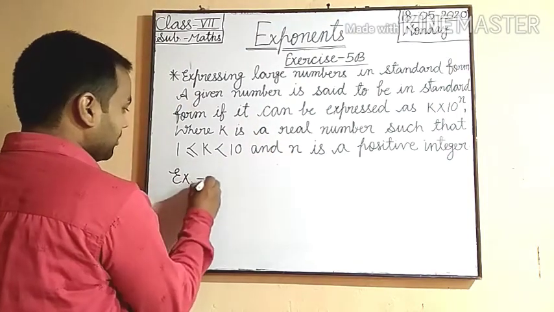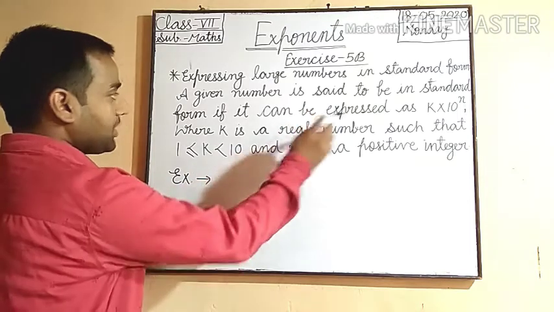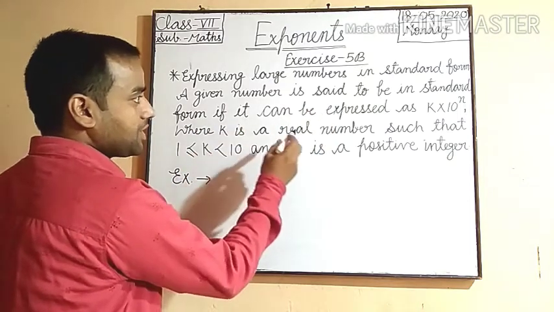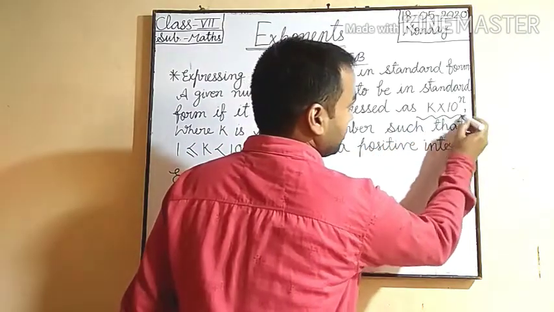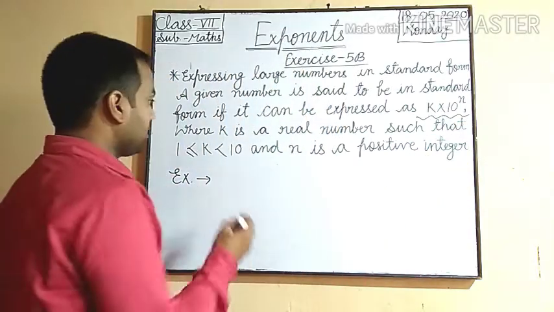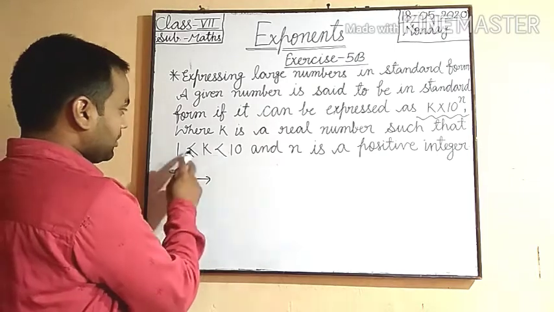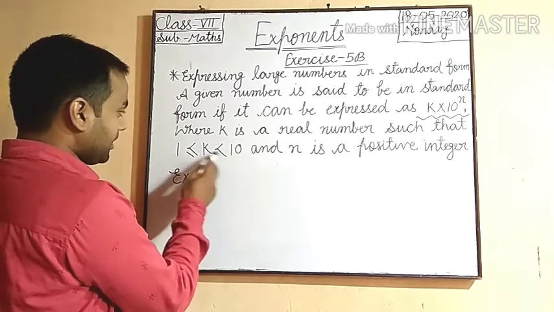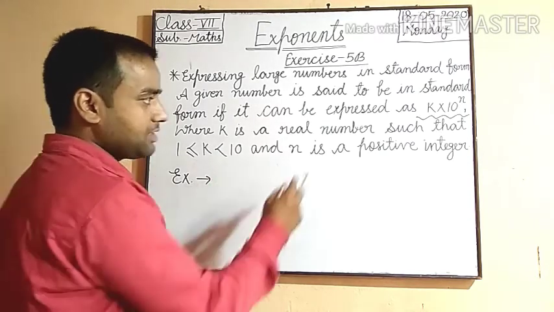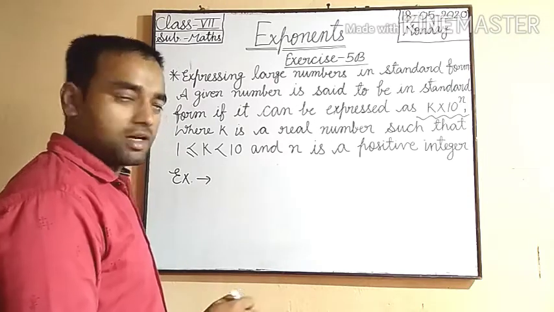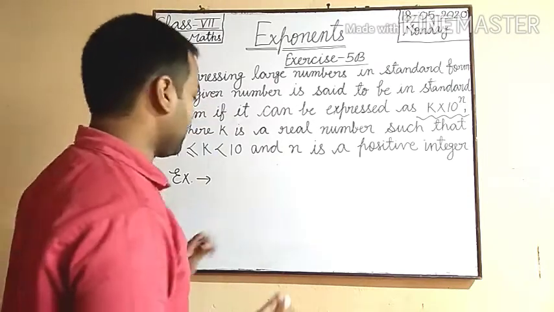A given number is said to be in a standard form if it can be expressed as k into 10 power of n, where k is a real number such that k is between 1 and 10 or equal to 1, and n is a positive integer. For example, we understand this point.